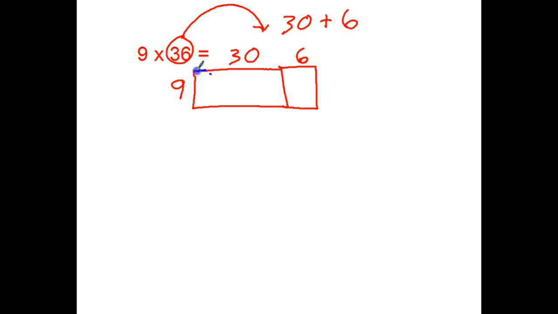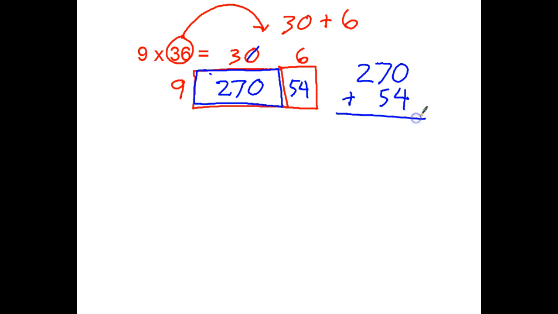So in this larger one, the blue rectangle, I have a side that's 9 and a side that's 30. 9 times 30. Easiest way to multiply this is put my 0 down, and what's left, 9 times 3, 27, which gives me 270. In the other one, I have 9 times 6, which is 54. So the area of the blue rectangle was 270, the area of the red rectangle was 54. To find the entire area, I would add those together. And that tells me that 9 times 36 is 324.